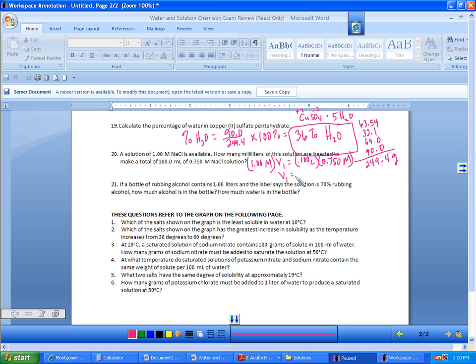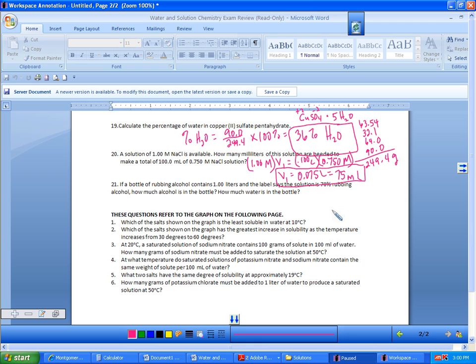So I solved for volume 1, and when I got volume 1, I got 75 milliliters, or 0.075 liters, which is equal to 75 milliliters. So either one is correct. It doesn't really matter which one you use.